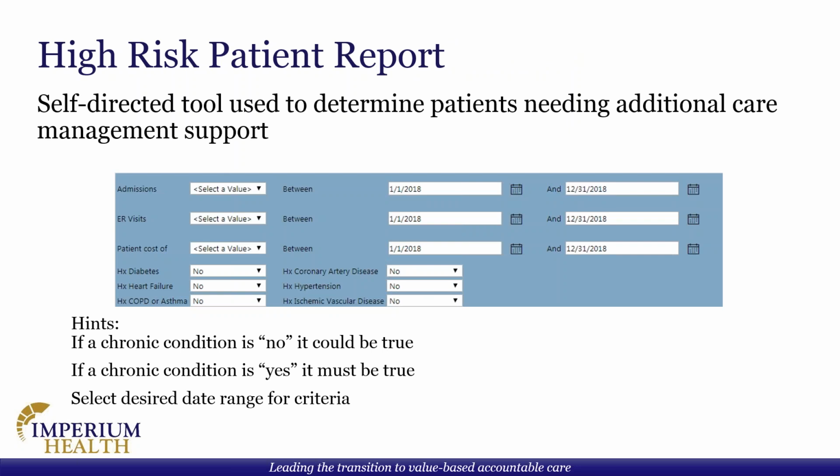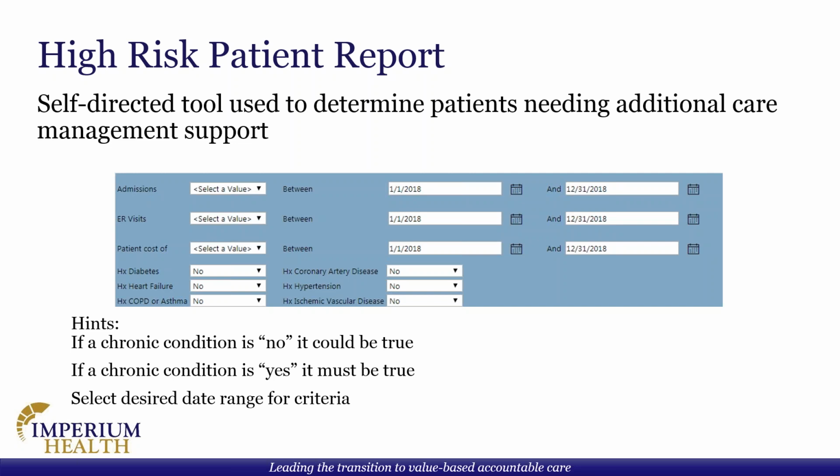There is a high-risk patient report that allows you to come up with patient-level identifications or patient-level stratifications to test out theories, as well as identify those patients that are a little bit higher risk or a little bit more fragile and we really need to pay attention to.